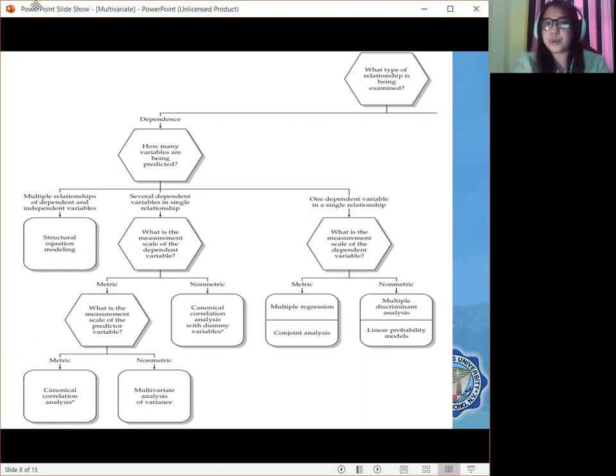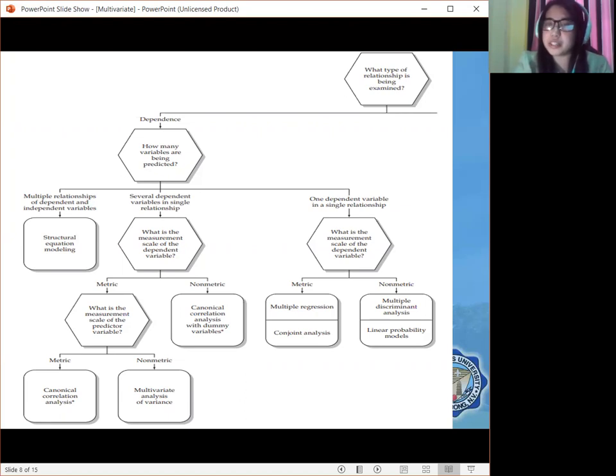or rather, figure. The figure shows here what type of relationship is being examined. If this is your question and your answer is dependence or interdependence, we have a guide here. For instance, if it is dependence, how many variables are being predicted? If it is a multiple relationship of dependent and independent variables, it is possible that you want to work on structural equation modeling, or several dependent variables in a single relationship.